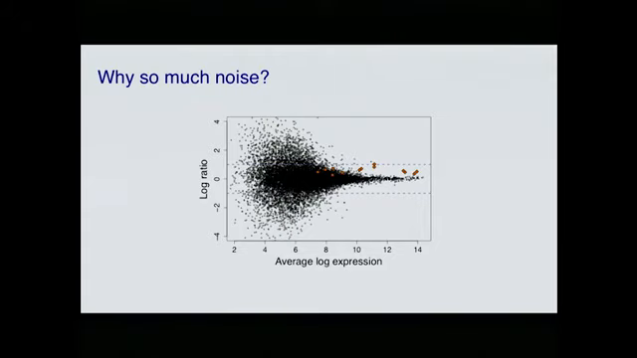So we see this plot and we ask, what is going on? Why is it so noisy? And the noise seems to be much bigger for the low expression values. Now this is an MA plot, for those that know what that is. It's now used all the time. Back when we started, it was kind of a new thing.